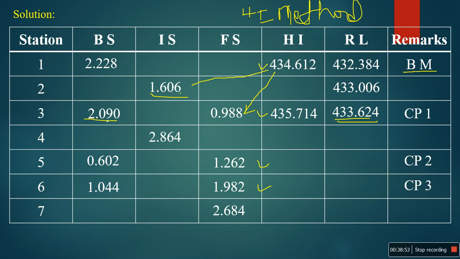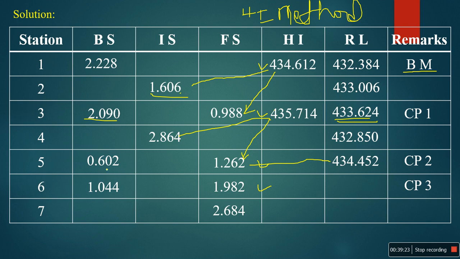2.090. Similarly, next there is no change in the instrument for the next two readings. So this minus this will give the RL of the fourth station. Similarly this HI minus this FS will give the RL of this station, which is 434.452 meters.